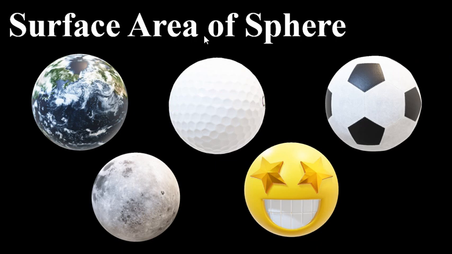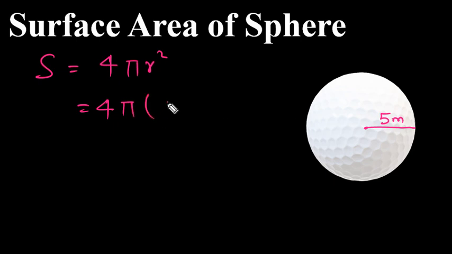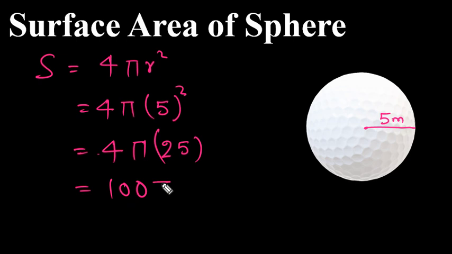Now let's try some questions. How can we find the surface area of a sphere if the radius is, let's say, 5 meters? Use the formula S equals 4 pi r squared. This gives 4 pi times 5 squared. 5 squared is 25, and 25 multiplied by 4 is 100 pi square meters. This is the simplest example on the surface area of a sphere.